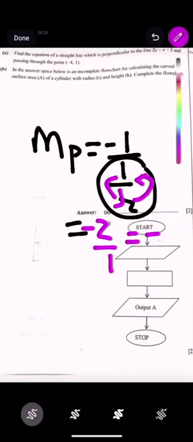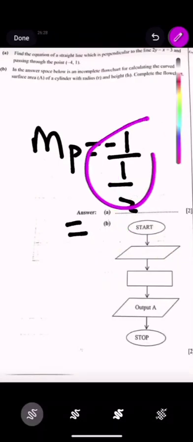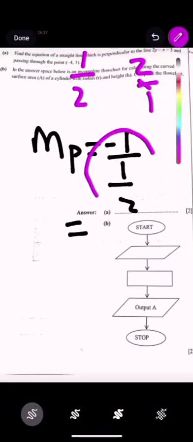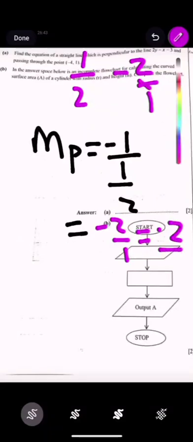Let me say that again. To simplify this expression, just think of the gradient, divide the numbers, 2 on top, 1 on the bottom. That's what you get after simplifying this with a negative. So it gave us this, which became this. So this is the gradient of the line we're interested in.